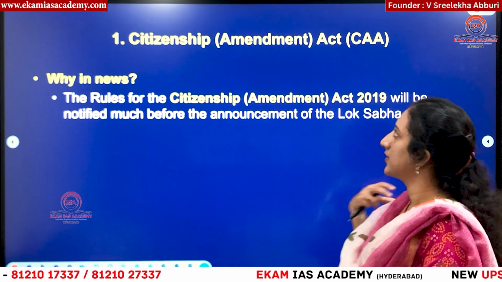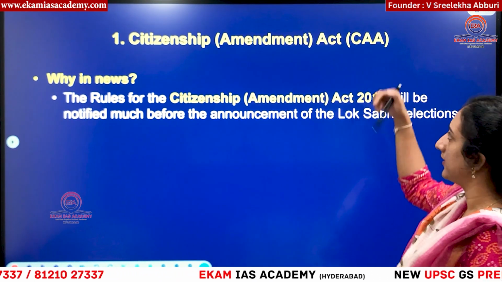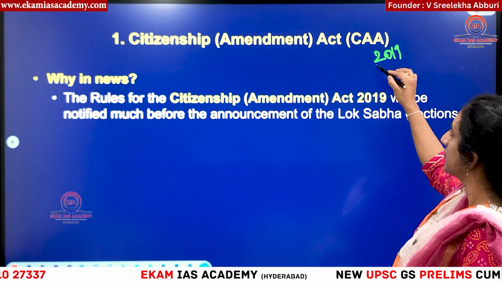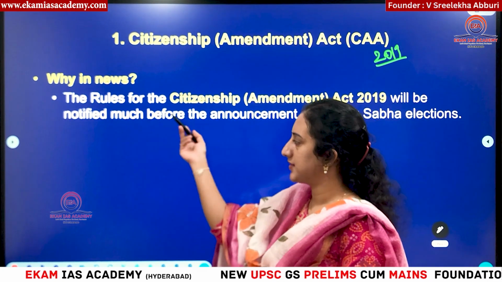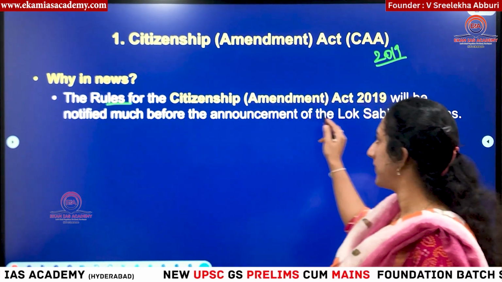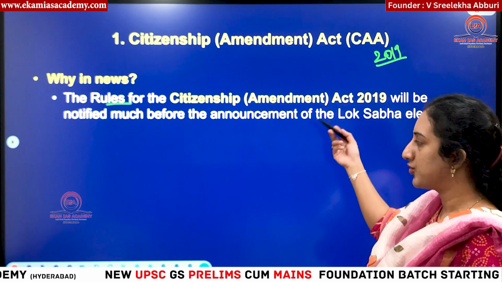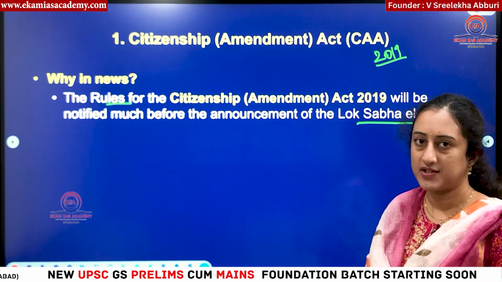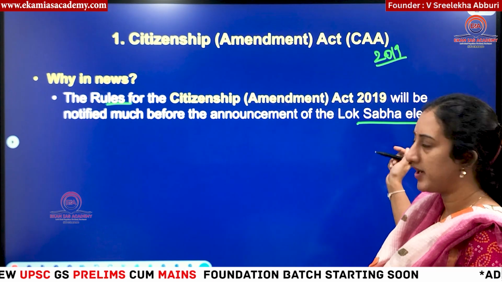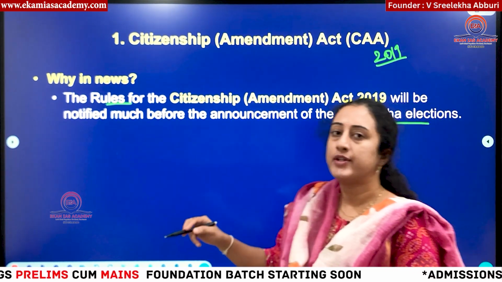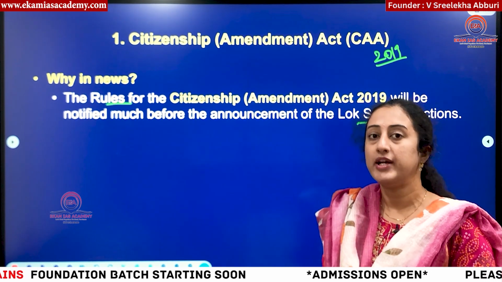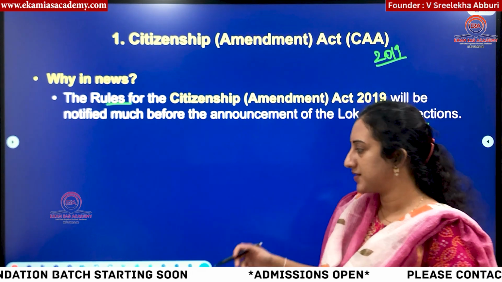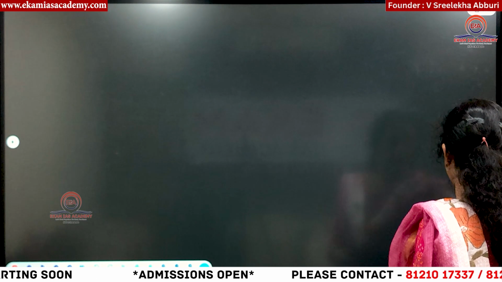Then why is it in news? This act, the Citizenship Amendment Act of 2019, was not put into implementation so far. Recently the central government has stated that the rules for implementation of the act are going to be notified soon, before the Lok Sabha elections itself. In May we'll be having Lok Sabha general elections. Before that, the rules, how to get citizenship through this act, and all these things will be notified before May itself. That is the recent news we have. Before that, we have to understand the rationale behind this particular law.